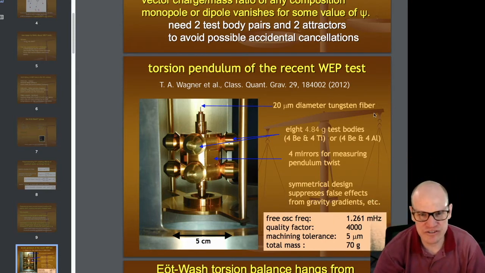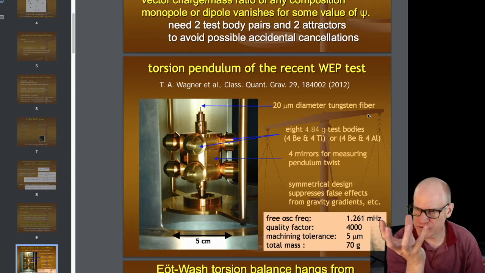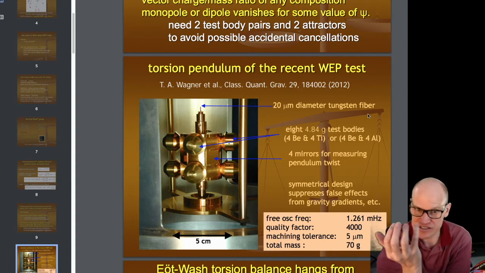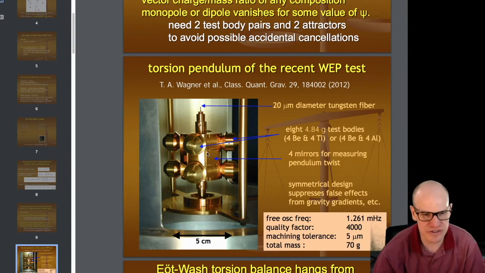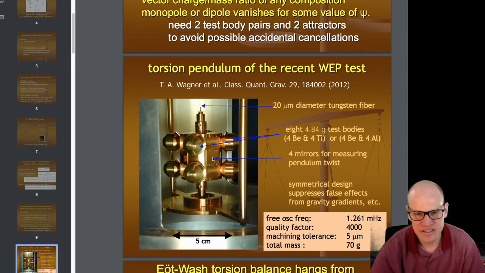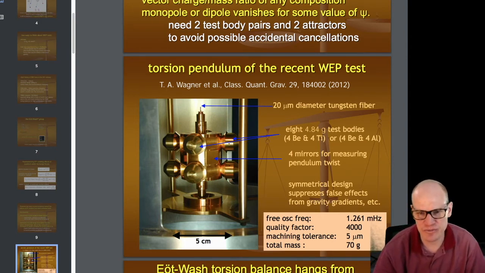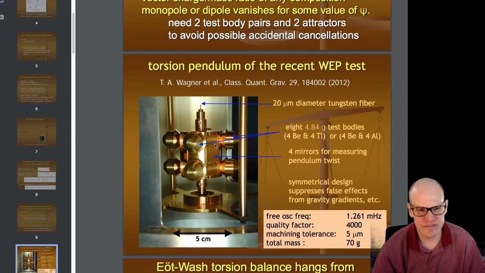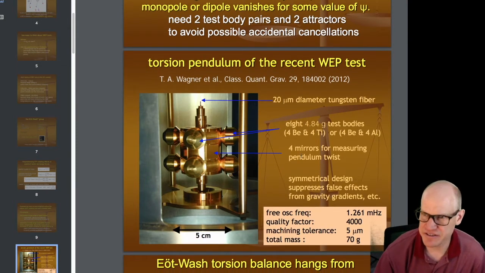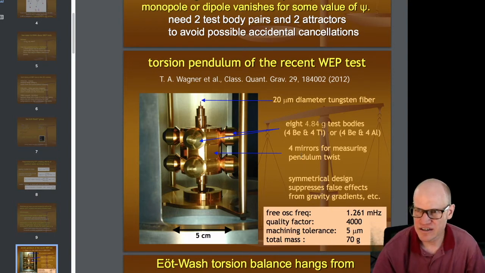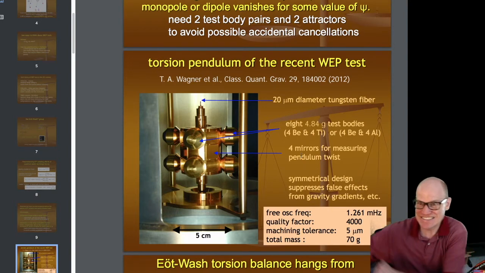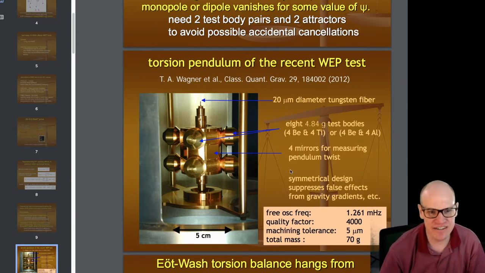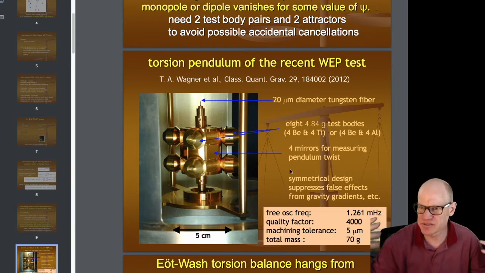You want the 20 micron diameter tungsten fiber to be really thin because you want very, very weak forces to be able to influence how much this thing is twisted. You have mirrors on the surface for measuring the pendulum twist. The mirrors in this case are probably just polished copper. Symmetrical design suppresses false effects from gravity gradients and so forth. If you move a chair in the wrong place, this makes it easier to mitigate the fact that the chair might have twisted slightly, one of these office chairs that swivels like this. And so by having these things, you can eliminate some of those effects.